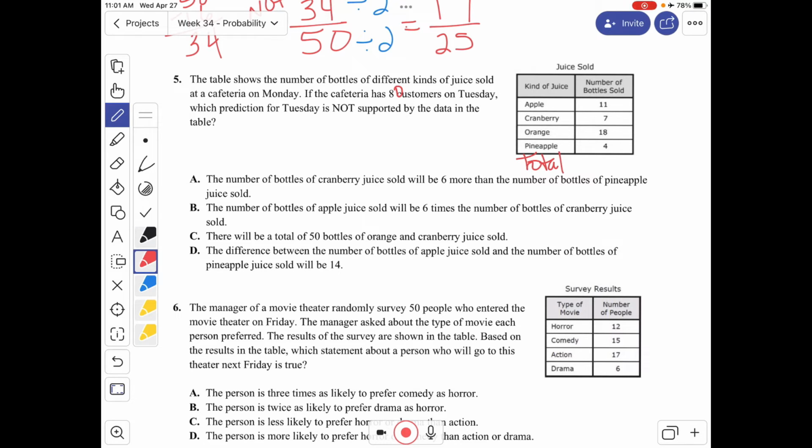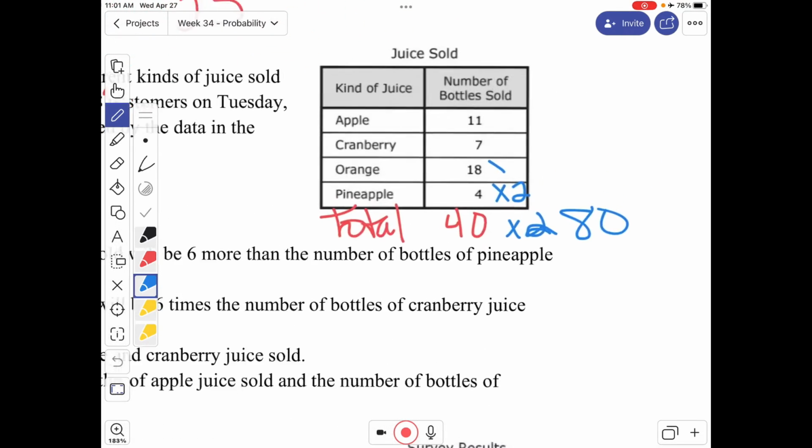If I add up all of the people, they sold 40 juice bottles. And we are going to predict for 80. Well, what would I have to do to 40 to change it to 80? Times 2. So if I do that all the way up, I'll have my new predictions.